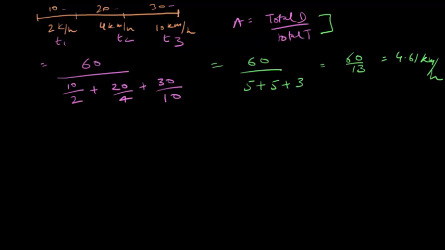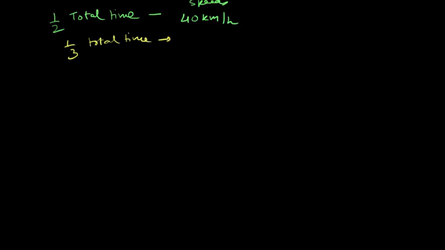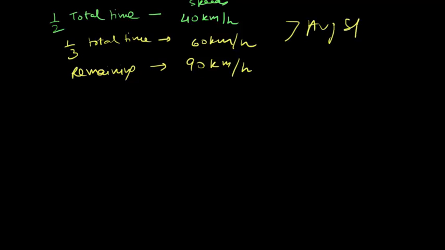Okay, now let's take another question. This is slightly different from what we've seen till now. Now in this case, let us say I am given that for half of the total time I travel at 40 kilometers per hour. Then for 1/3 of the total time I travel at, let us say, 60 kilometers per hour. And for the remaining time I travel at 90 kilometers per hour. What is my average speed?